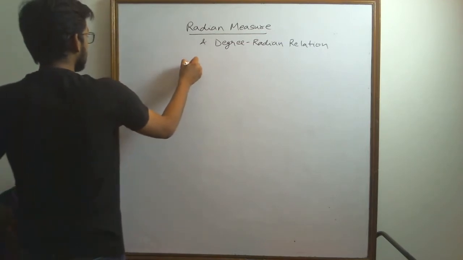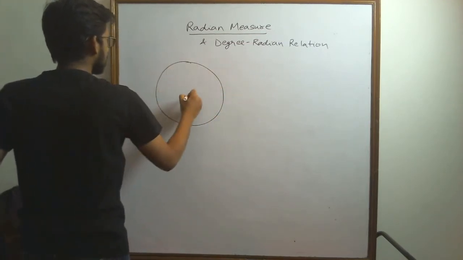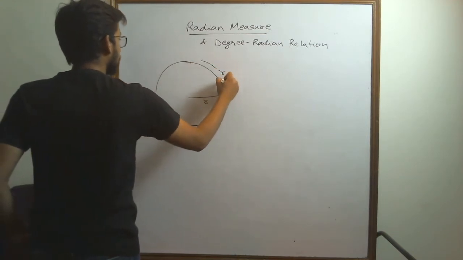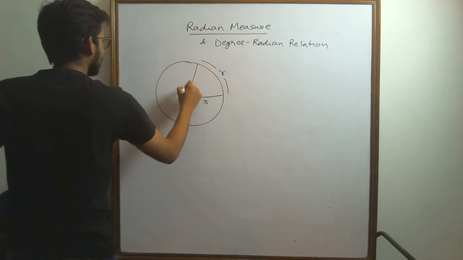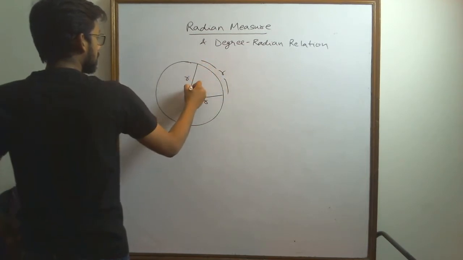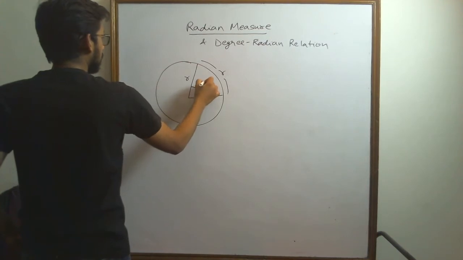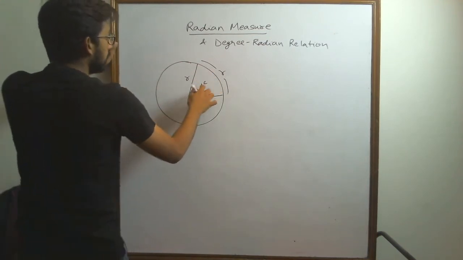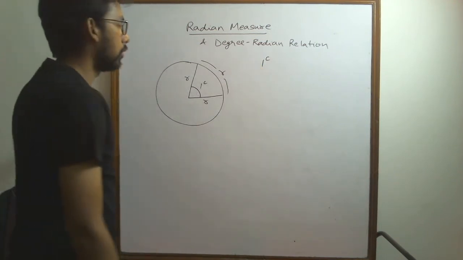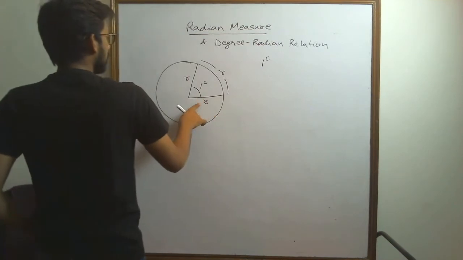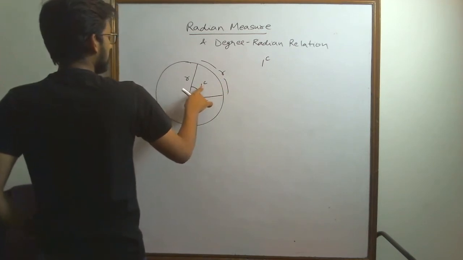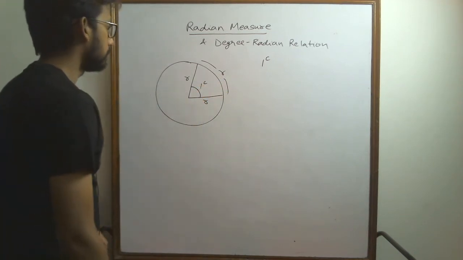If I have a circle of radius r, any radius r, and an arc of length r, then the angle subtended by this arc at the center is equal to 1 radian. Now the symbol for radian is a small c. Okay, so any circle of radius r and a length of arc which is equal to r subtends an angle equal to 1 radian at the center.